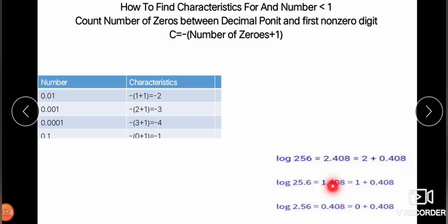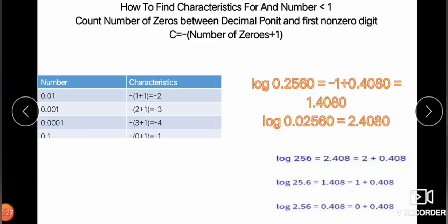Log of 25.6 is characteristics plus mantissa. Characteristics of this number is 1 and mantissa is, for row 25 in 60, 4080, and logarithm of this number is 1.4080. Log of 2.56 is characteristics plus mantissa. Characteristics for this number is 0 and mantissa is 4080, hence total logarithm is 0.4080.